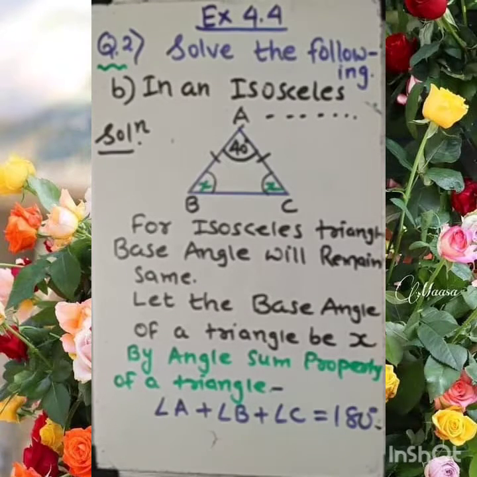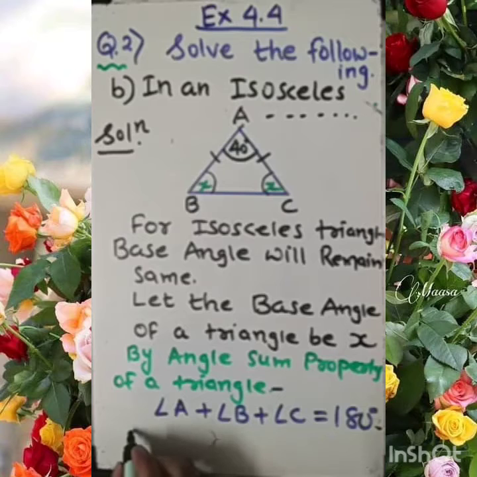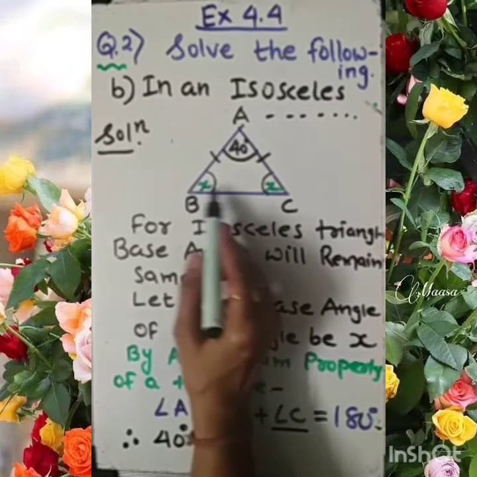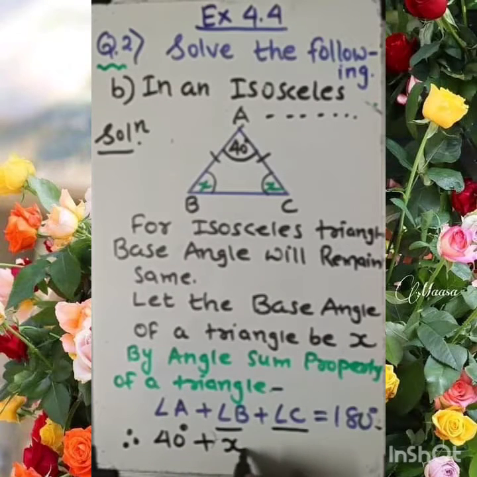Okay, please note down. Now dear student, angle A, its value is already with us, that is 40 degrees. So I am mentioning this is 40. B and C we have assumed both are similar, x. This C is also x, so that is equal to 180 degrees.